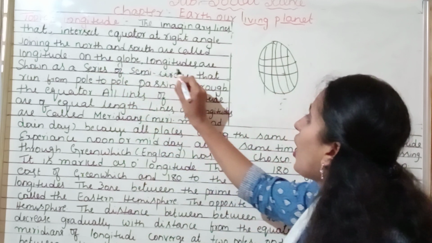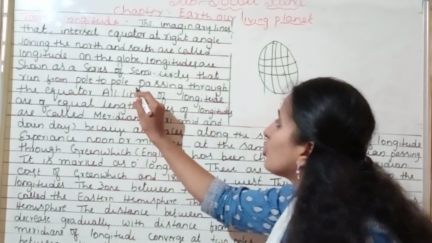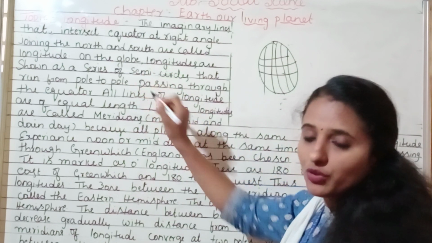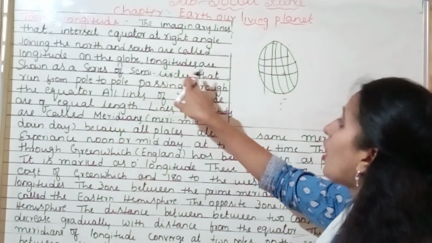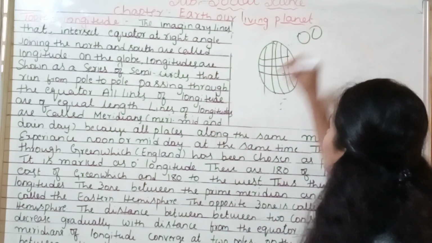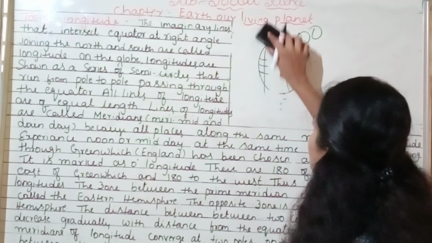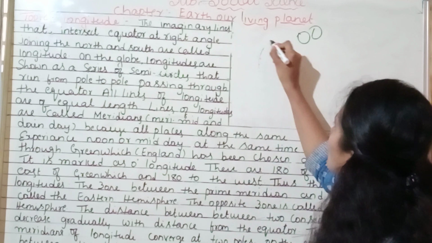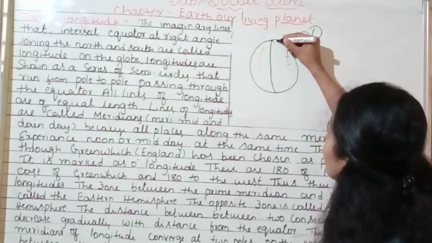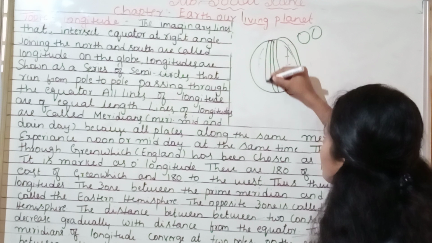On the globe, longitudes are shown as a series of semicircles that run from pole to pole passing through the equator. If you watch the globe, the longitudes are shown as a series of semicircles. A circle, you know, children, is a full circle, but here it is shown as a semicircle. How is it shown as a semicircle? You can observe the picture here. The lines are intersected. It is not a complete line. This is only a semicircle. It is not complete.